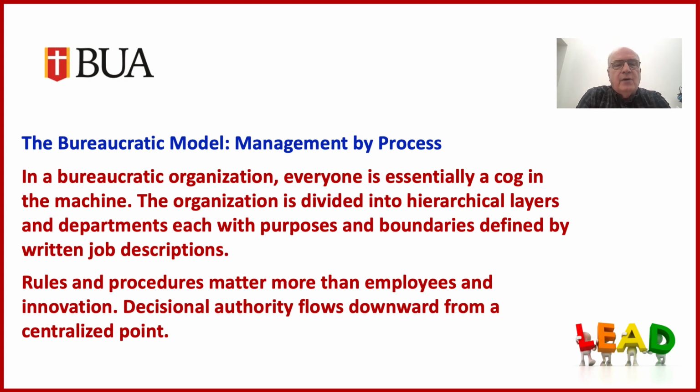The bureaucratic model, or management by process, is a very common model. In the bureaucratic model, bureaucracy matters. Everyone is just essentially a cog in the machine. The organization gets divided into hierarchical layers and departments, each with purpose and boundaries defined by written job descriptions. Rules and procedures matter more than employees and innovation, and decisional authority flows downward from the centralized part.